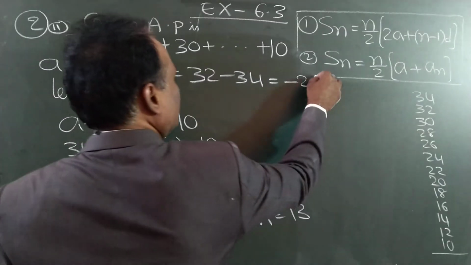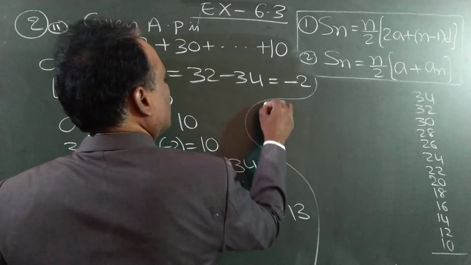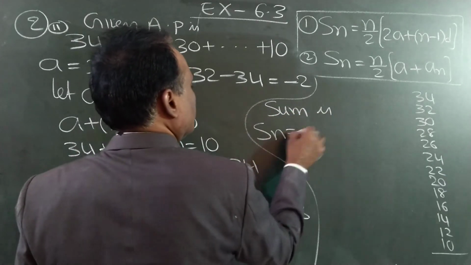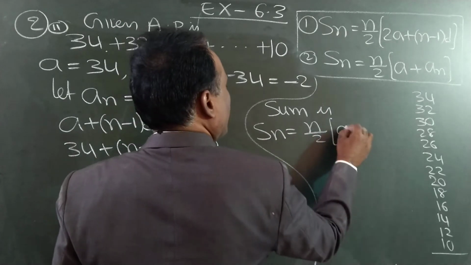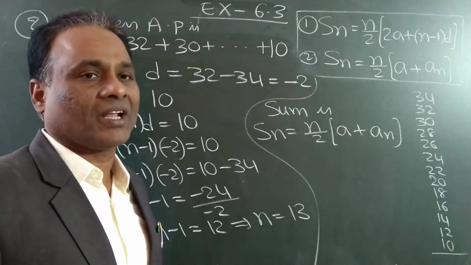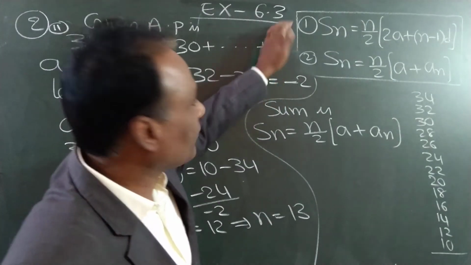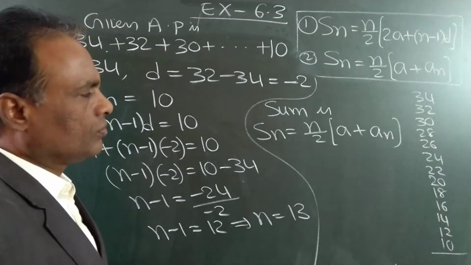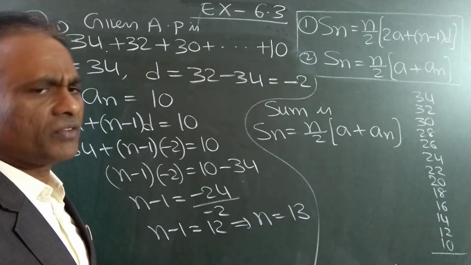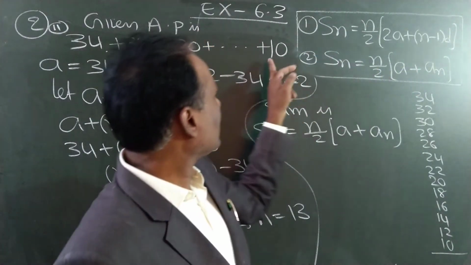So now the sum is: use the second formula because the last term is known. Last term is known, so the second formula. If the last term is not given, use the first formula only. For this also we can use the first formula, and we will get the same answer. But this is simple because the last term is known.